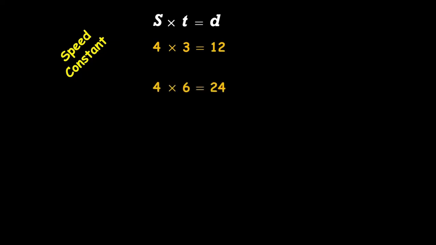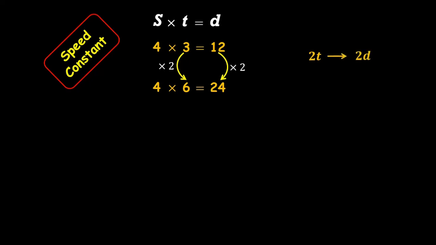Let's take a few more examples. We know that speed multiplied by time is equal to distance. Let's assume that speed is constant. 4 times 3 is equal to 12 and 4 times 6 is equal to 24. The speed is constant, the time is scaled up by a factor of 2 and the distance is also scaled up by a factor of 2. So when speed is constant and time is multiplied by 2, the distance will also be multiplied by 2. If distance is multiplied by 4, then the time taken will also be multiplied by 4.